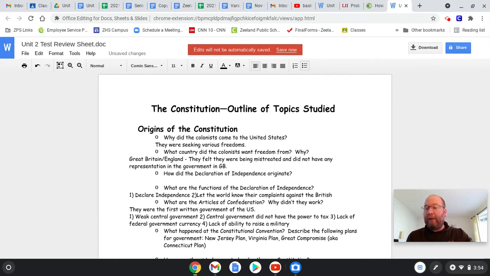So remember, then we get rid of the Articles of Confederation. We meet at the Constitutional Convention in Philadelphia, and a couple of these things happen. So it says, what happened at the Constitutional Convention? The delegates from the 13 states decided to write a new government, and I'll put in the parentheses the Constitution.